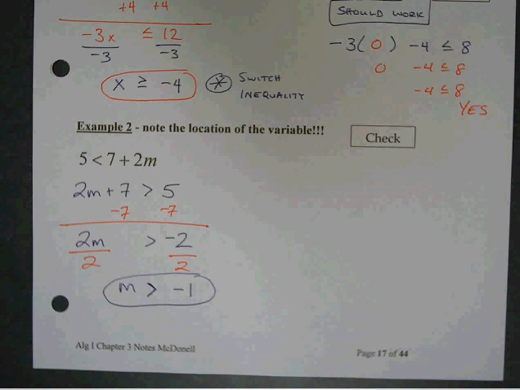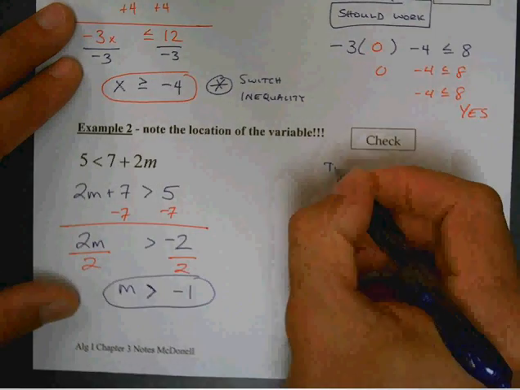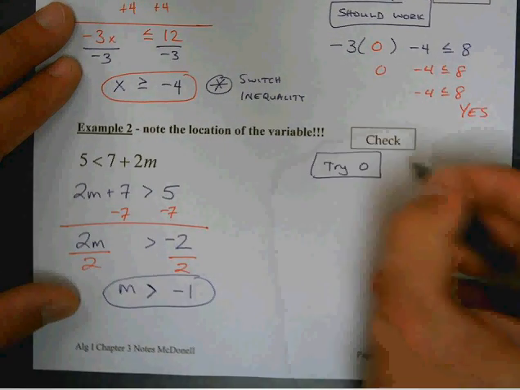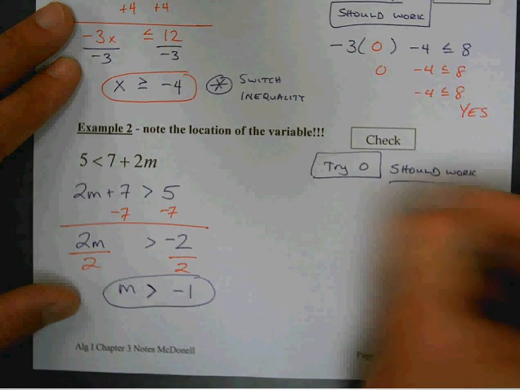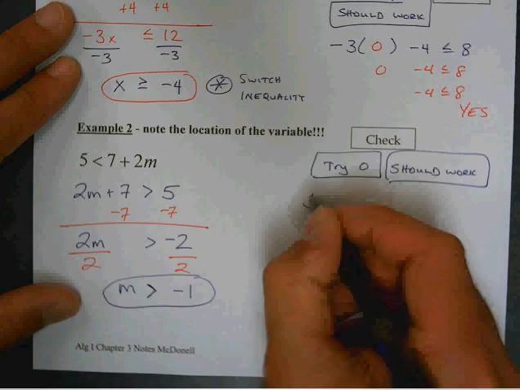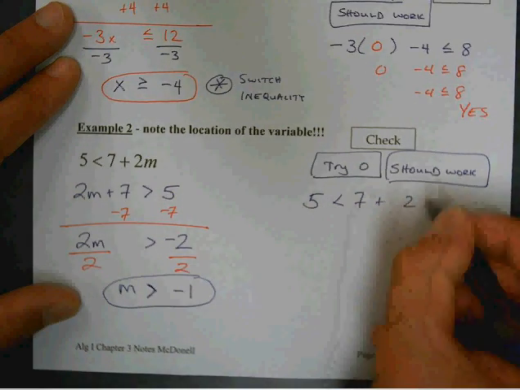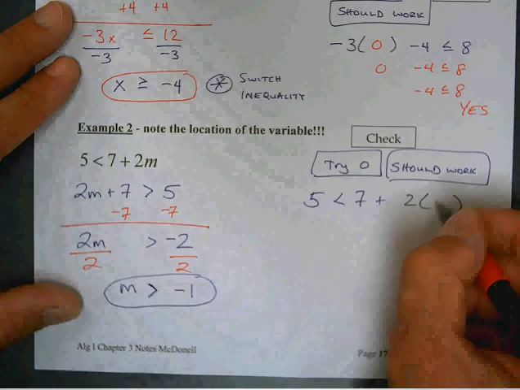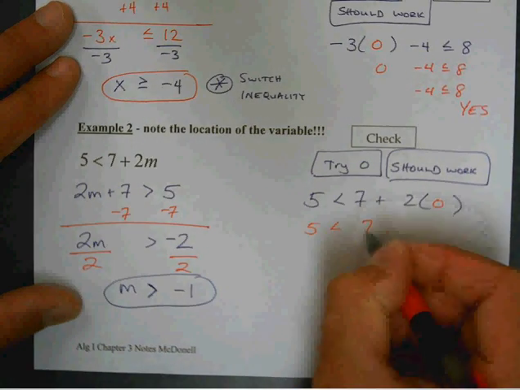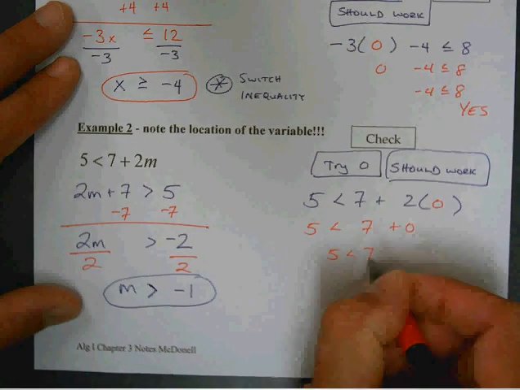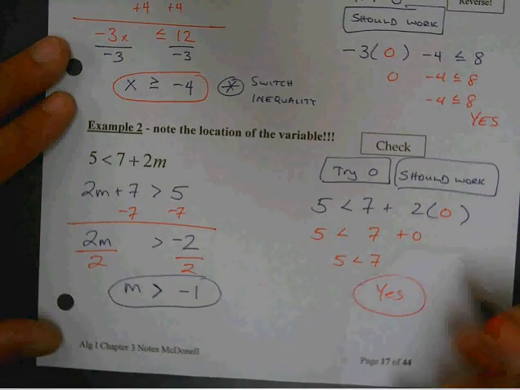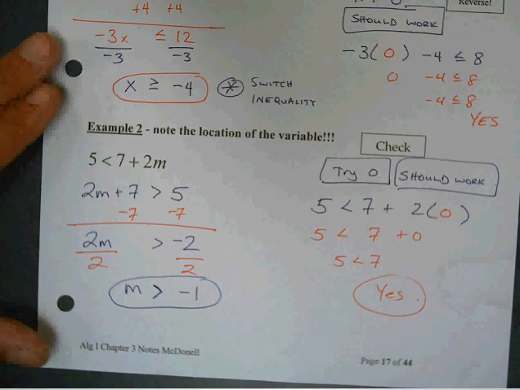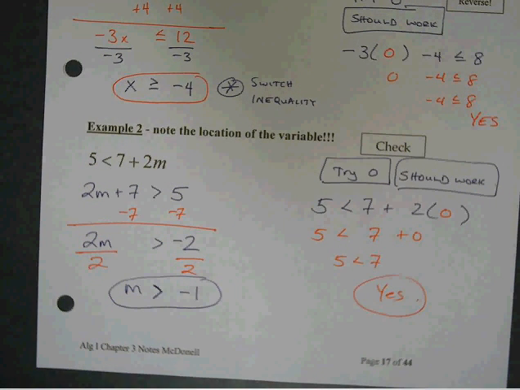All right, someone give me a number that's obviously greater than negative 1. Something above negative 1. 0 is the easiest, okay? So try 0. Once again, should it work? It should work. Let's see. Plug it in. 5 less than 7 plus 2 parentheses. And in that parentheses, we stick our 0. Is 5 less than 7 plus 0, is 5 less than 7, true? It sure is. So the fact that it should work and it did work means that we have it in the correct direction.